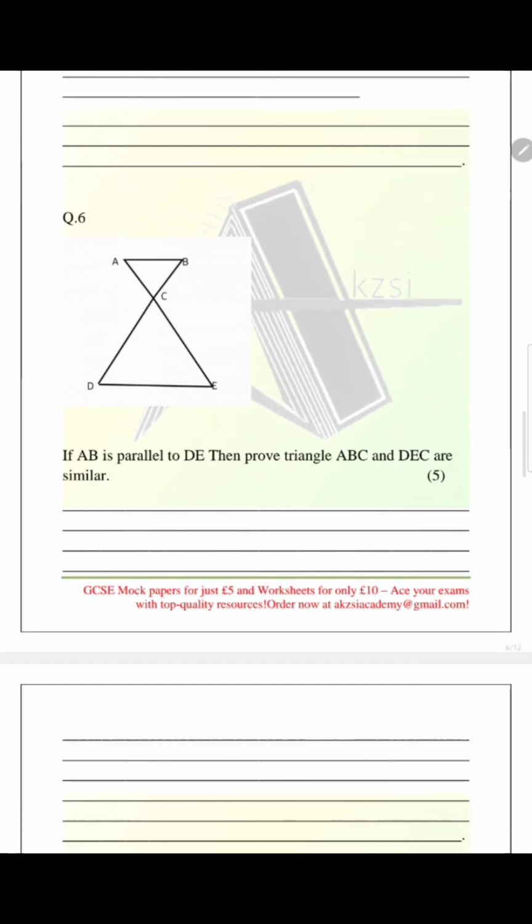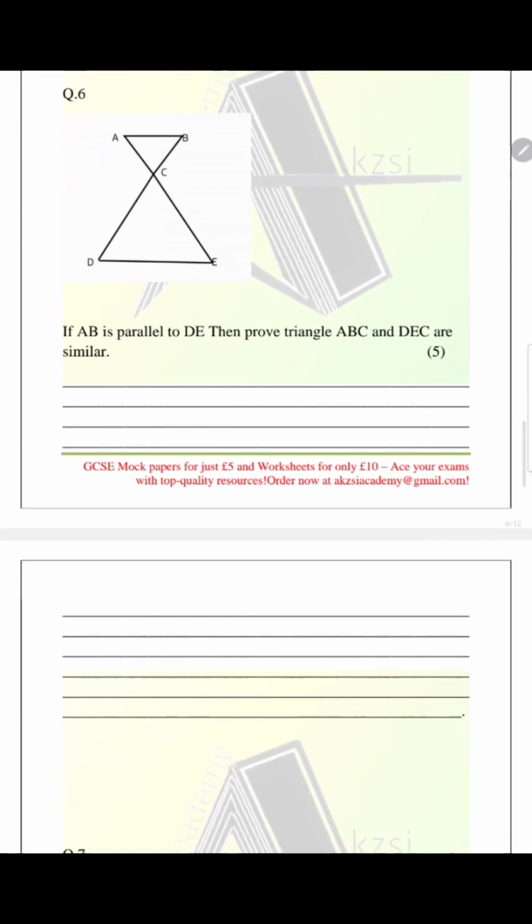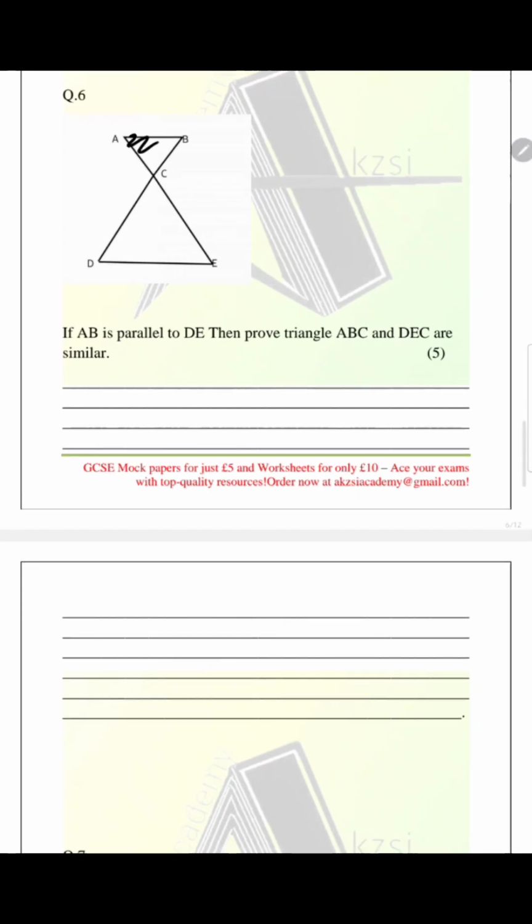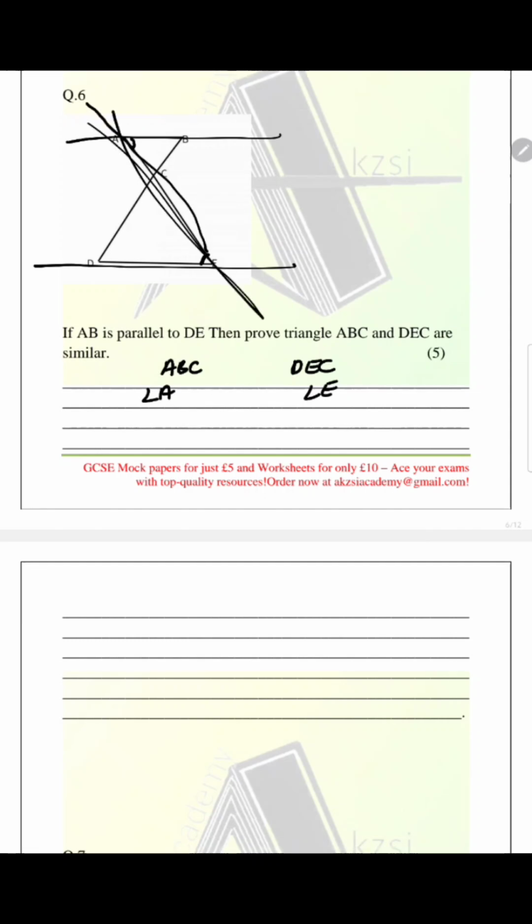Moving on to the next question. Question number 6. If AB is parallel to DE, then prove the triangle ABC and DEC are similar. So ABC, that means this smaller one, and DEC, that means this one. If these two are parallel, then angle A is equal to angle E, clearly. So let me compare ABC and DEC, and angle A is equal to angle E. Why? Because these two lines are parallel and this one is a transversal, clearly.